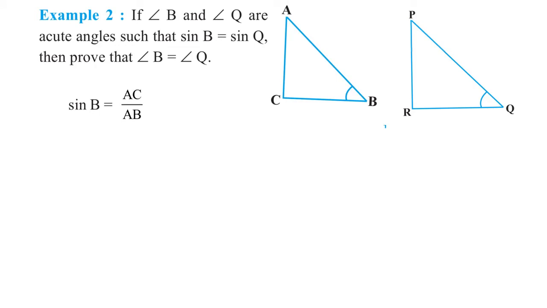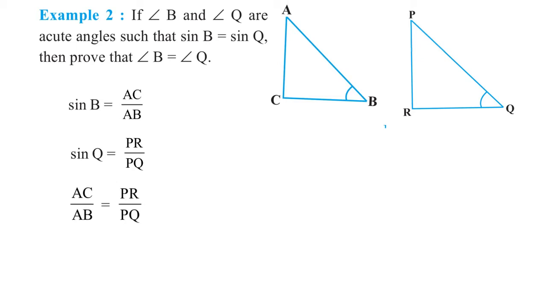What will be sine Q? Is going to be PR over PQ. So, sine Q is equal to PR over PQ. The question says sine B is equal to sine Q. So, therefore, AC over AB is going to be equal to PR over PQ.